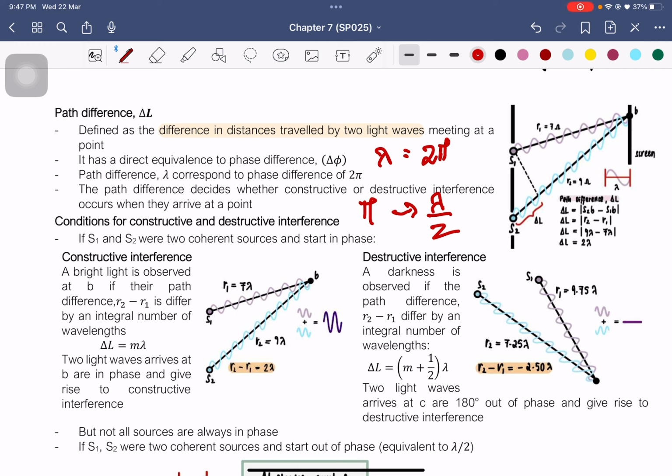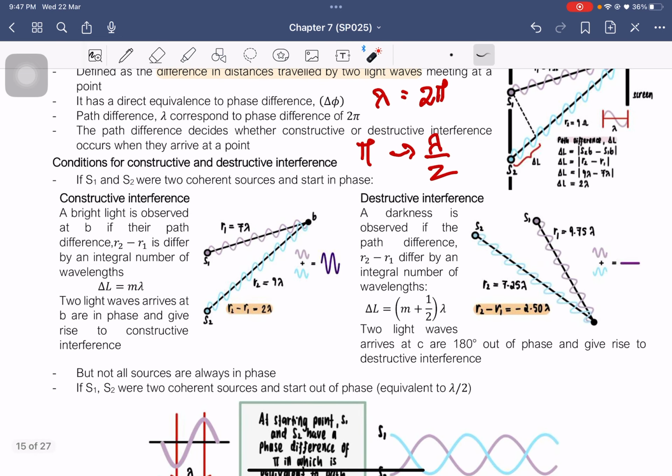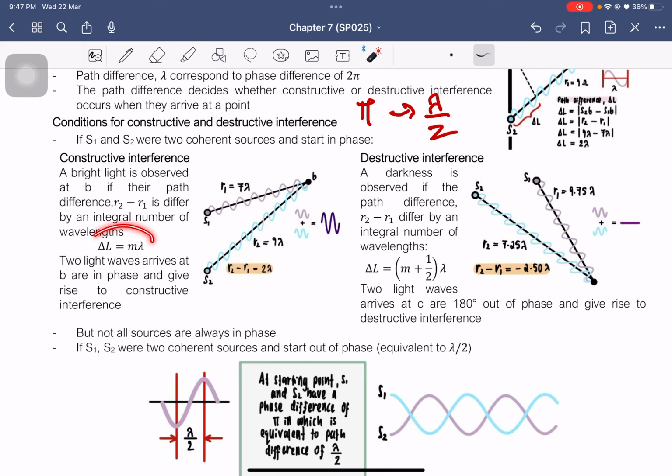Okay, so the path difference decides whether a constructive or destructive interference will occur when they arrive at a point. So this is the point here. For the conditions for constructive and destructive interference, if S1 and S2 are two coherent sources and they start in phase, for a constructive interference to occur, the path difference will differ by an integral number of wavelengths, delta L equals m lambda. So these two light waves will arrive at B in phase and will give rise to a constructive interference.